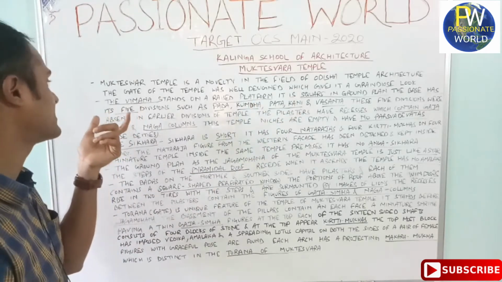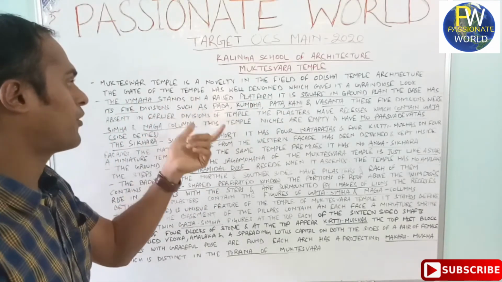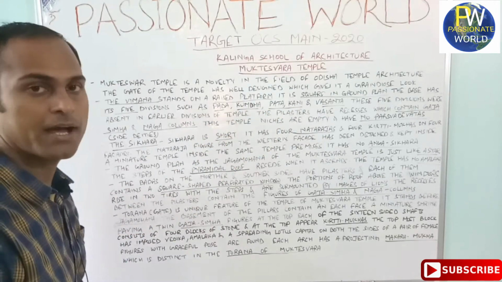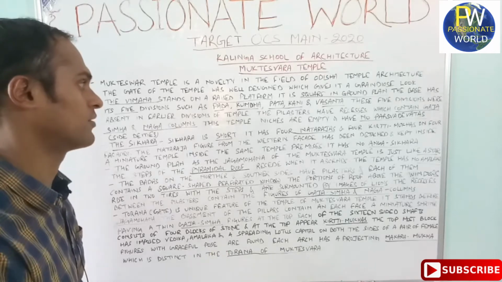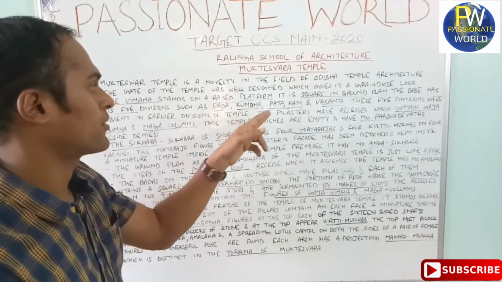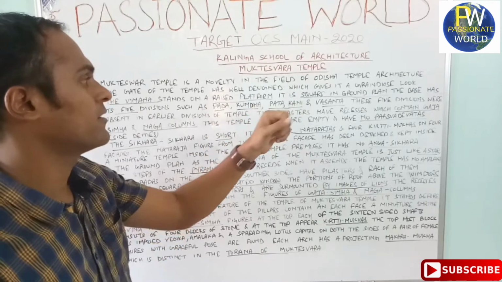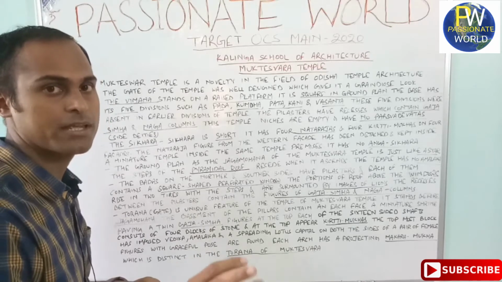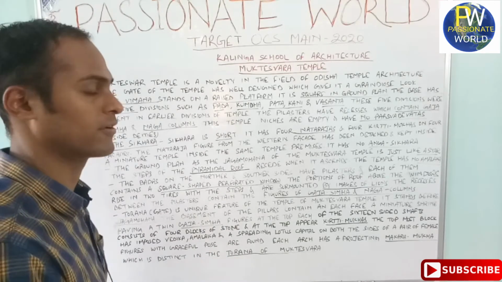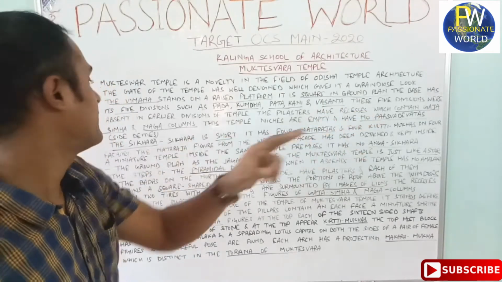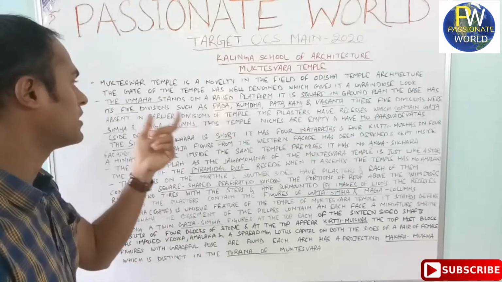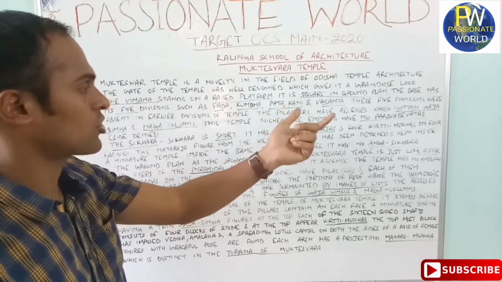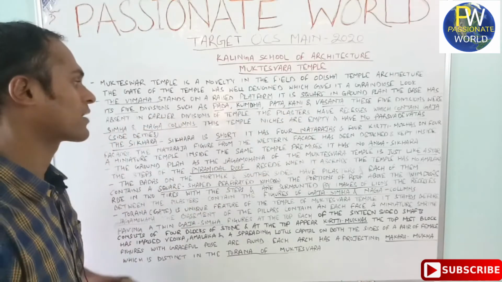The base has 5 divisions such as Pada, Kumbha, Potta, Konni, Basanta. You remember it as PKPKV. These 5 divisions were absent in the earlier temples. The pilasters have recesses which contain Gajasimha and Nagakulams.